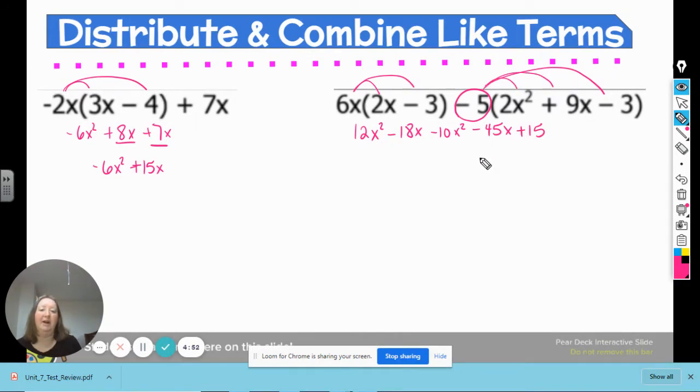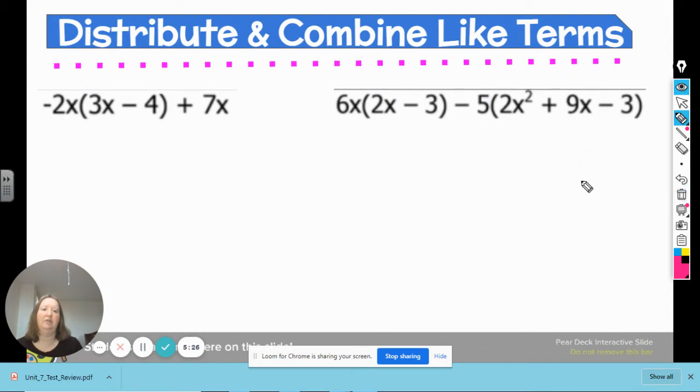Now I'm going to combine the things that go together. So this one and this one can be combined because they're the same variable to the same power. And that gives us a total of 2x squared. Then I've got this negative 18 and negative 45. What's that going to be? Negative 63x. And then there's nothing to combine here, so I just add the 15. That's it. You can always pause this video if you missed something, or you can go back and look at another bit.